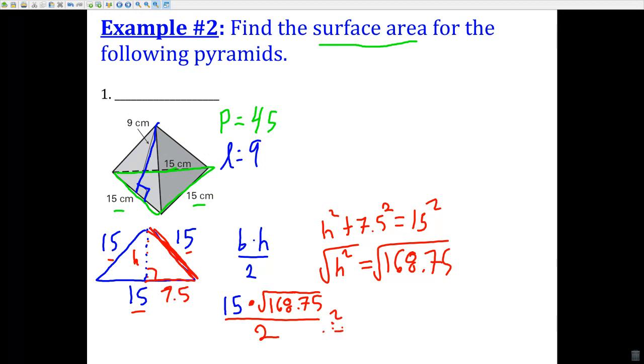I guess there's a couple things I'm thinking, but I'll just share what this is. 15 times square root of 168.75 divided by 2. You should get about 97.43 centimeters squared, right? Because it's area. But that's not what they asked us for. They asked us for surface area. So now this is our big B.